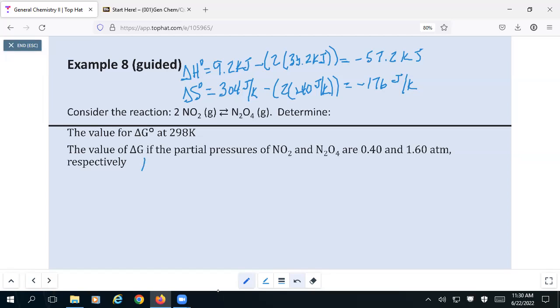So to figure out delta G naught, that is the standard delta G, it would be delta H at standard conditions minus T delta S at standard conditions. So negative 57.2 kilojoules minus 298 Kelvin times negative 0.176 kilojoules per Kelvin. Again, we need to convert the joules into kilojoules so that we don't have a unit mismatch here.